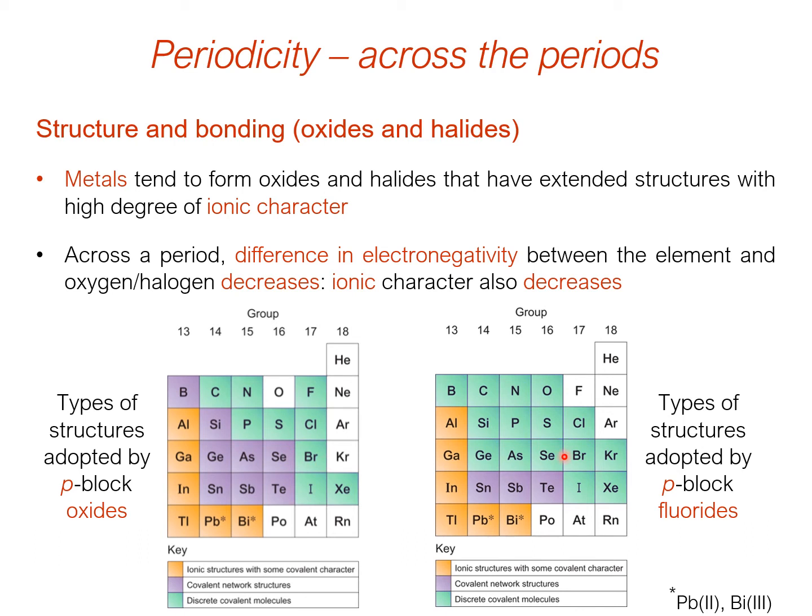And the same happens with the P block fluorides, but they're more often discrete covalent molecules. But you see they start as ionic ones, and we've even got a few of those covalent network structures.